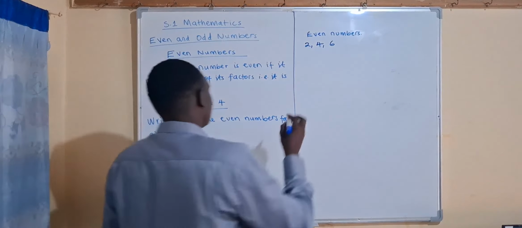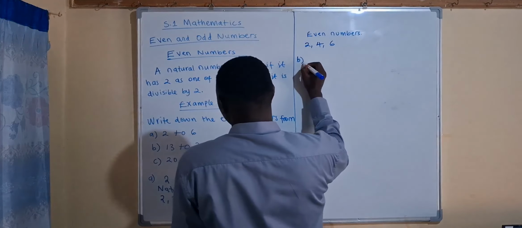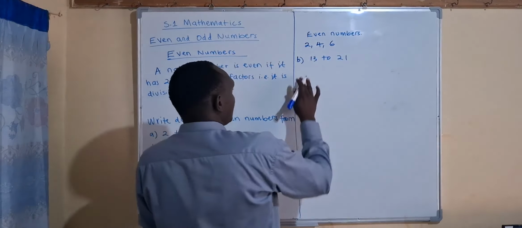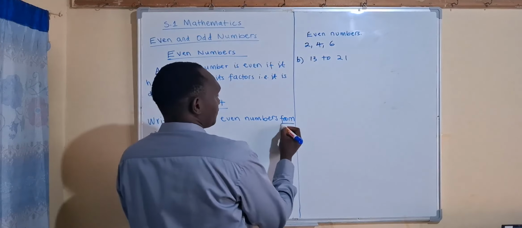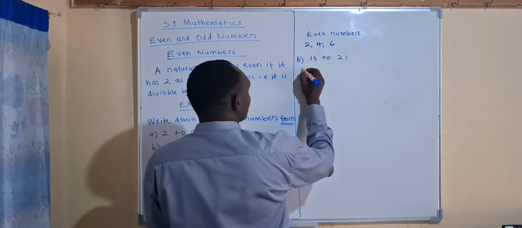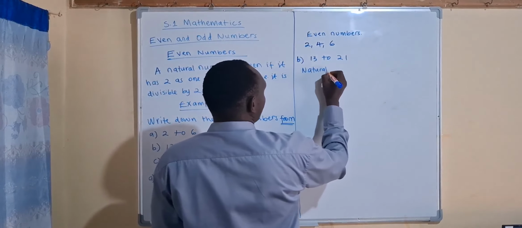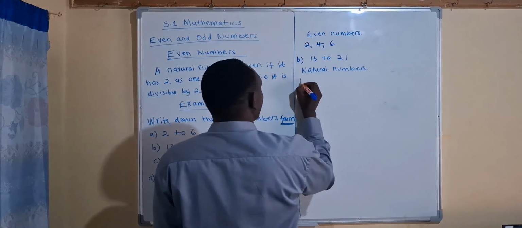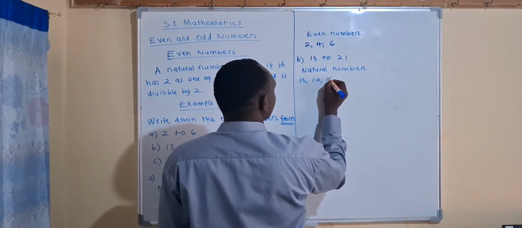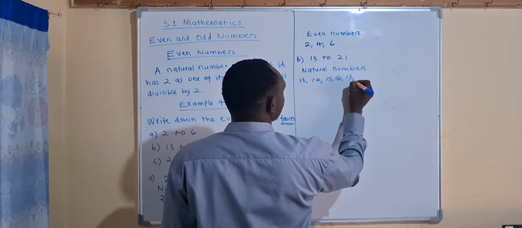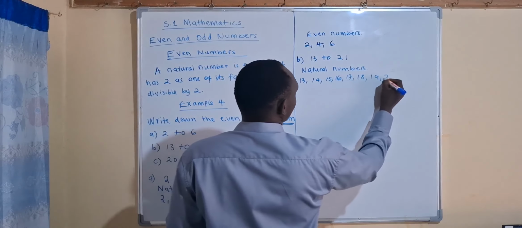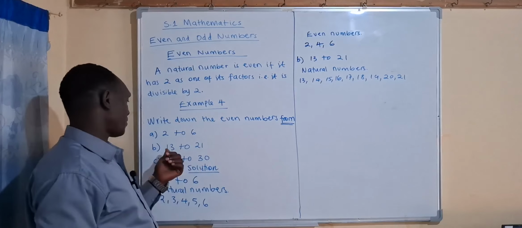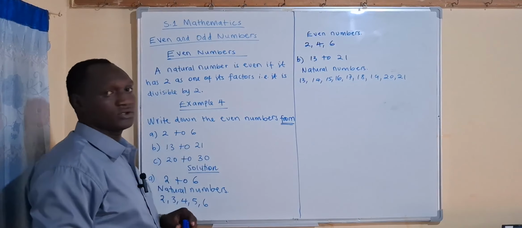So that was part A. Let us go to part B. Part B is saying from 13 to 21. Since we are using the term from, we start from 13 to 21. We start by listing the natural numbers in this range, which becomes 13, 14, 15, 16, 17, 18, 19, 20, and then 21 is inclusive. Why? It is from 13 to 21.